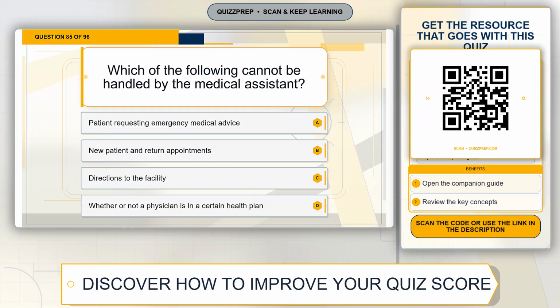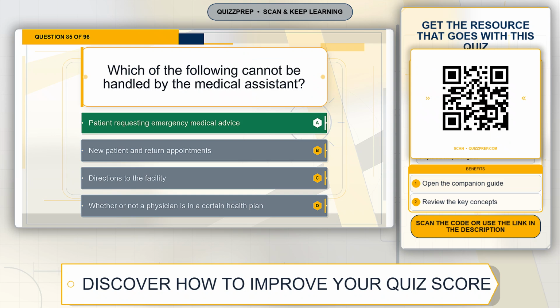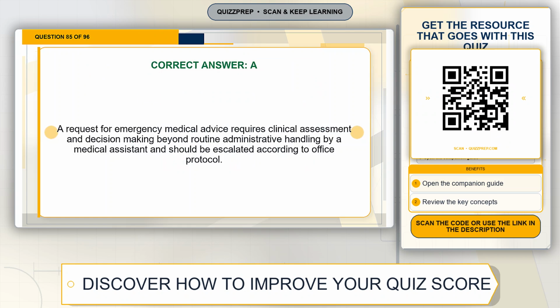the course. Question 85. Which of the following cannot be handled by the medical assistant? Option A, patient requesting emergency medical advice. Option B, new patient and return appointments. Option C, directions to the facility. Option D, whether or not a physician is in a certain health plan. The correct answer is option A, patient requesting emergency medical advice. Explanation. A request for emergency medical advice requires clinical assessment and decision-making beyond routine administrative handling by a medical assistant and should be escalated according to office protocol.